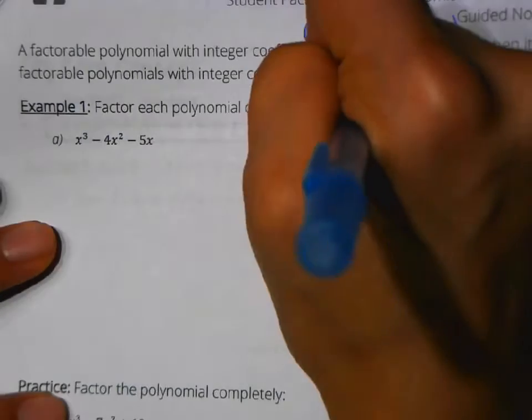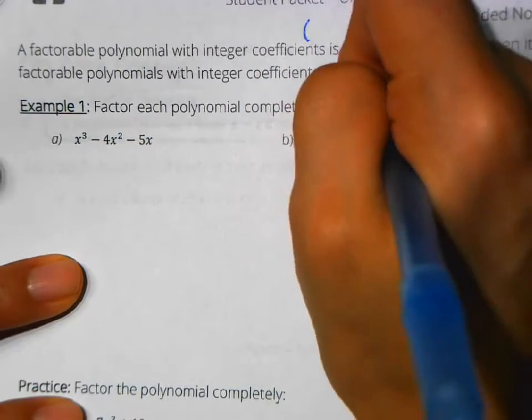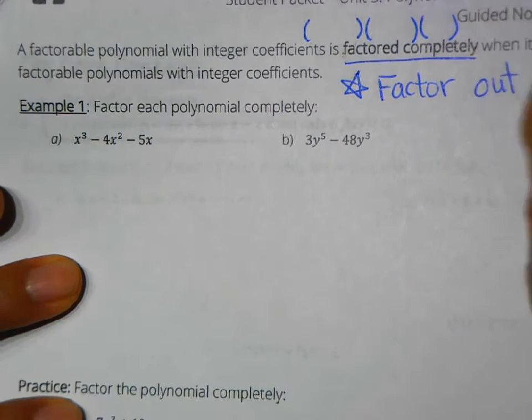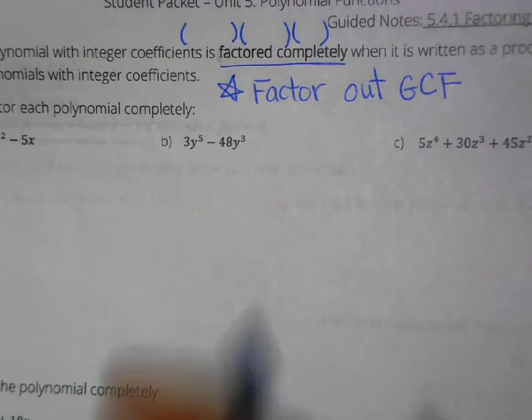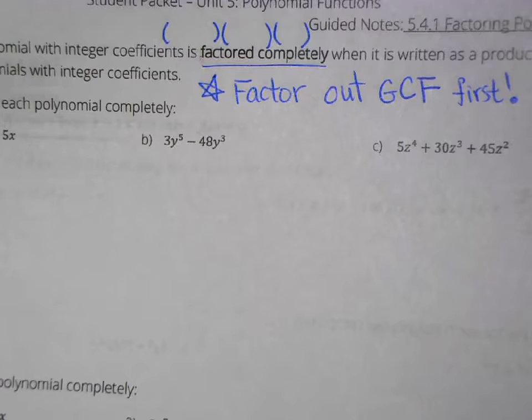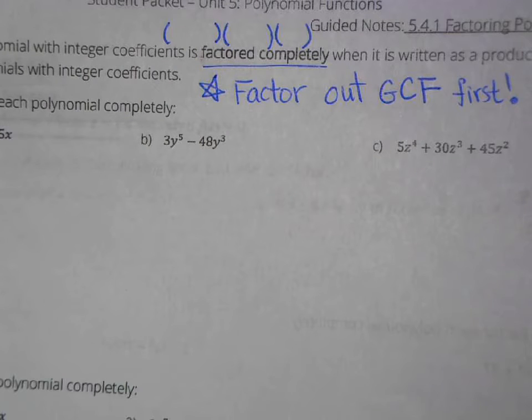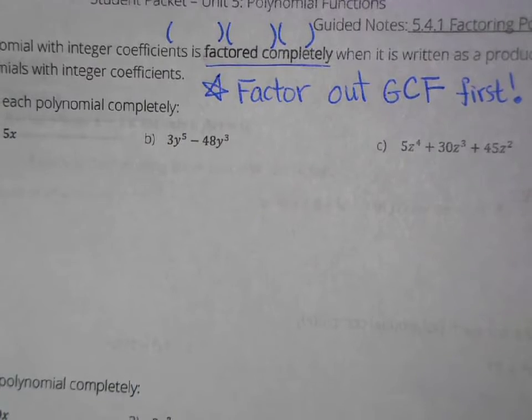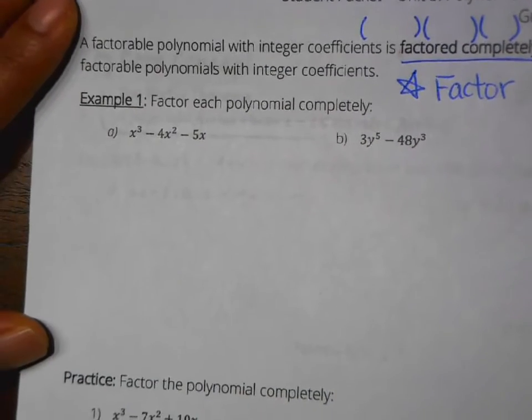Remember, very, very important, you always want to factor out the greatest common factor first. Factor out your greatest common factor first, because that's going to make the polynomial a lot smaller and easier to factor. And you won't have a common factor within any of your factors. So let's take a look at the first one.